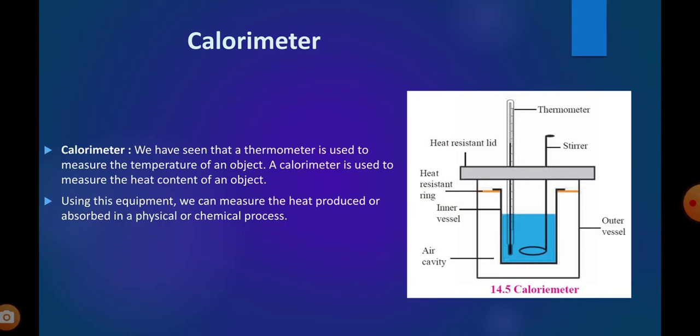This is the diagram of the calorimeter. You can see two vessels, outer and inner vessels. Inside, a thermometer is inserted, a stirrer is there and a heat resistant lid, and there is an air cavity between the inner and outer vessel. So, that will prevent the transmission of heat from the calorimeter inside the inner vessel to the outer atmosphere. This is the working of the calorimeter.